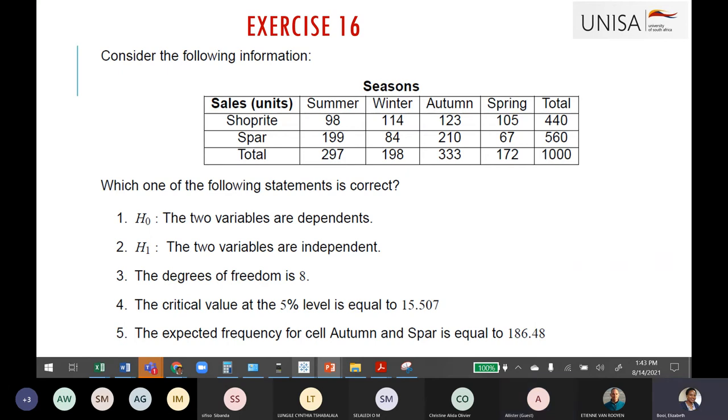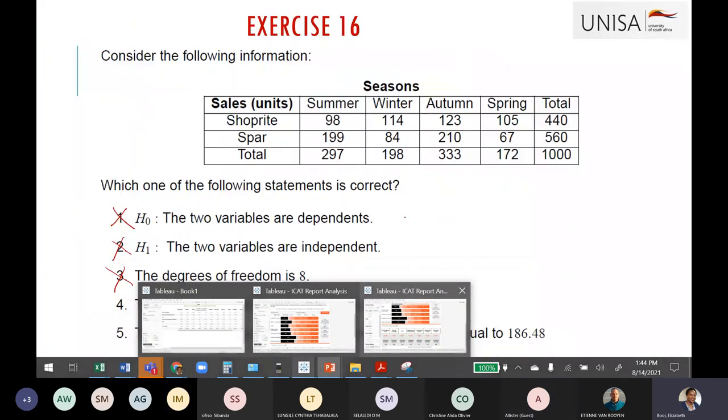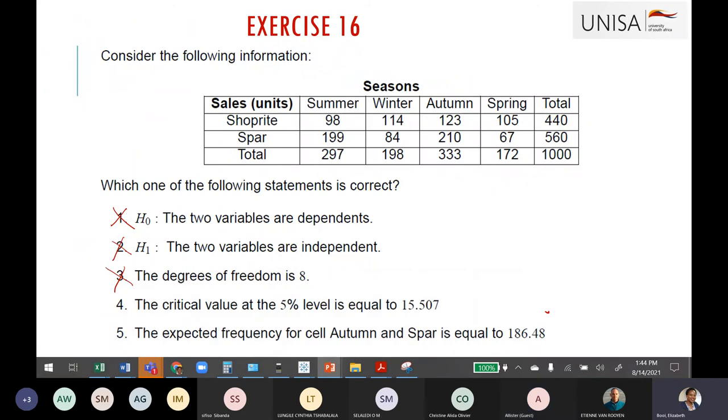Are we done? There's not a lot of calculations to be done. Are you done? Yes. Okay. Number one? Incorrect. Number two? Incorrect. Number three? Incorrect. Number four? Incorrect. Number five? Correct.